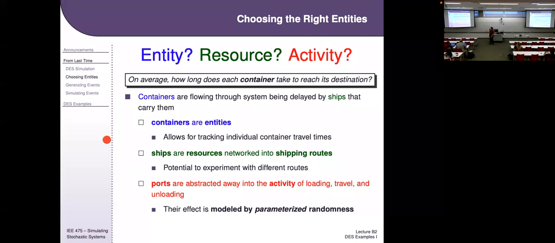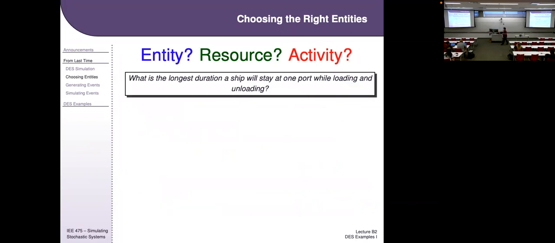Okay, and that's what I'm saying here. I can average away the little bit of time it takes to actually work at the port. So the port is a resource, but if I'm modeling world shipping, then the time it takes for me to use that resource is so small, I can almost forget that resource exists. It's not the bottleneck.